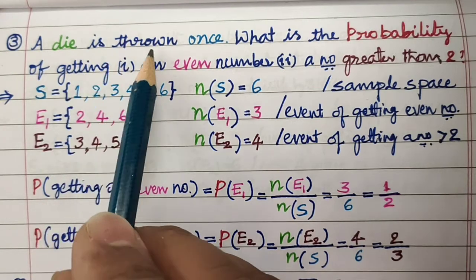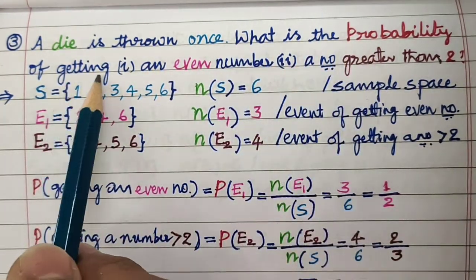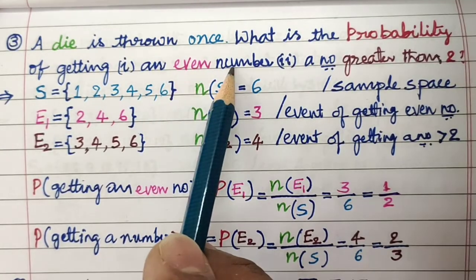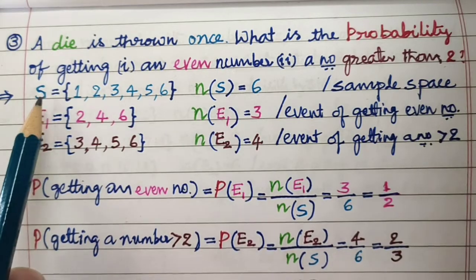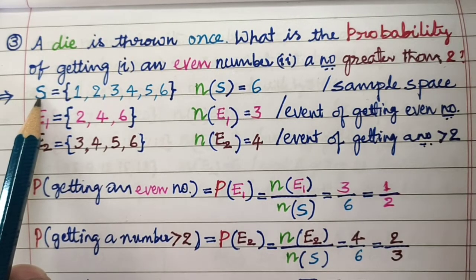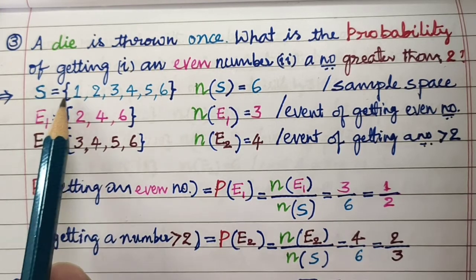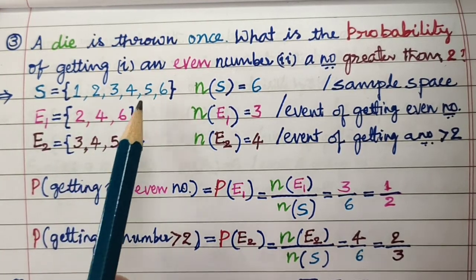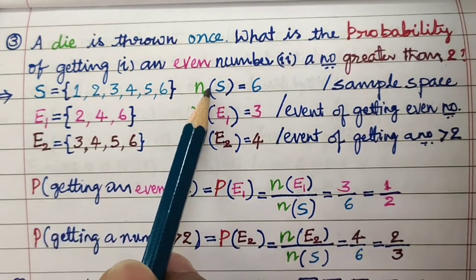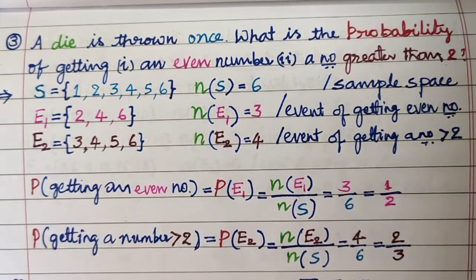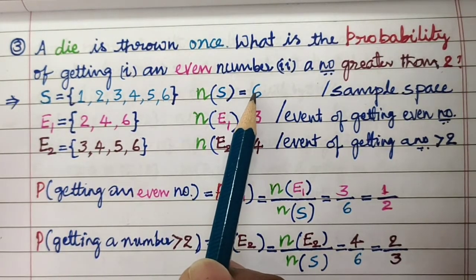A die is thrown once. What is the probability of getting an even number, a number greater than 2? The sample space S is 1, 2, 3, 4, 5, 6, the sum of all the events. So the number of possible outcomes is 6.